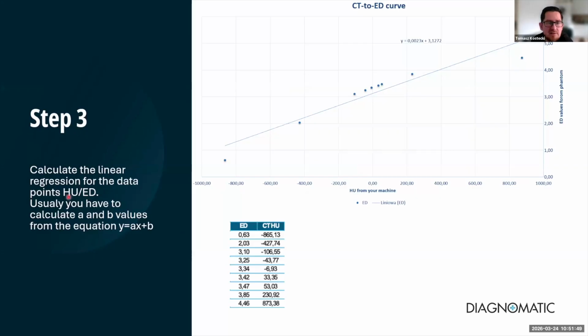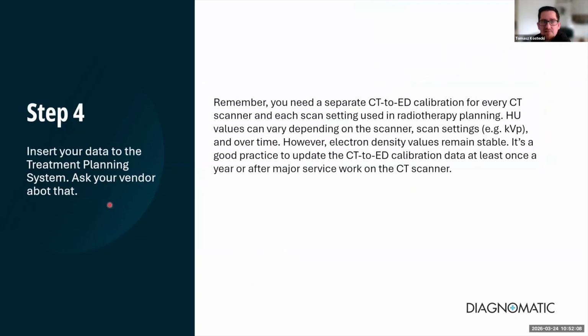By doing that, you can calculate the linear regression for the data points between Hounsfield units and electron density. Usually you have to calculate A and B values from the equation, and then you insert your data to the treatment planning system. If you don't know how to do it, ask your vendor of your treatment planning system.